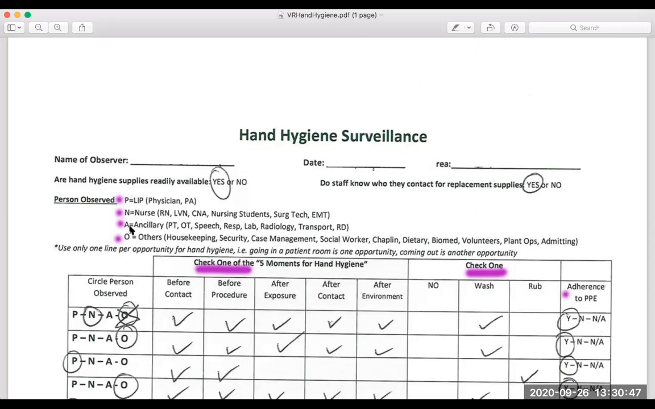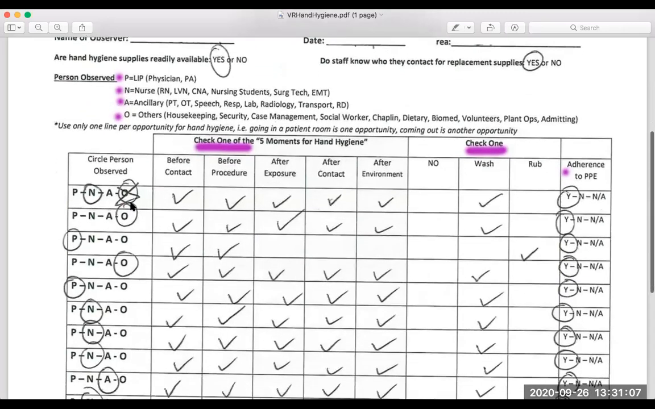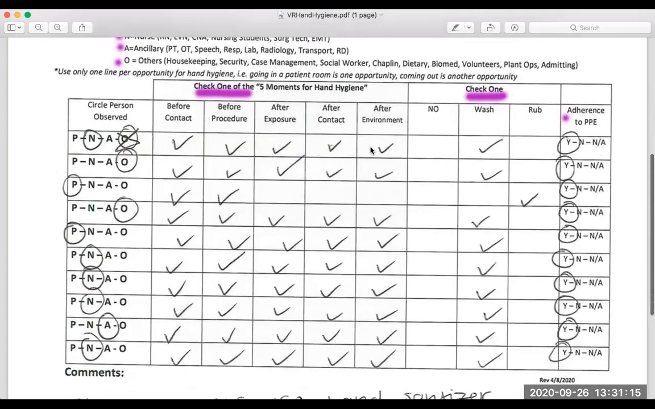These are the labels for the people that you will be observing. P, N, A, and O. And this is the description of what those letters stand for, or what category those letters stand for of employees. You'll circle 1 for each line of whom you observed. Then you will check 1 of these, which process of the hand hygiene you observed: before contact, before procedure, after exposure, after contact, after environment.